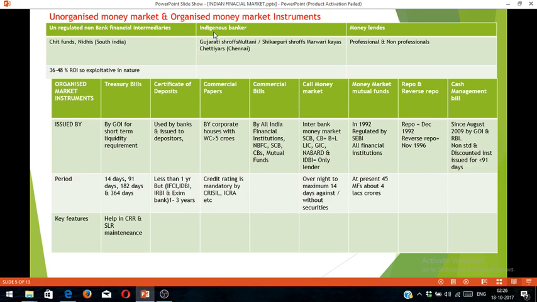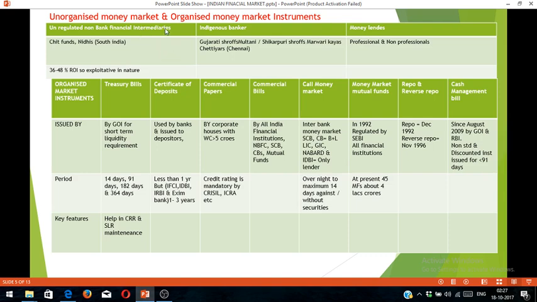Second is indigenous bankers. If you talk about financial intermediaries, it may be chit funds, or nidhis, which are more famous in South India. Indigenous bankers are persons who earlier did business by investing funds in people. In Gujarat they are called shroffs or multanis. They are also called Shikarpuri shroffs, Marwaris, or Chettiars in Chennai. There are also some moneylenders, who may be professional or non-professional. So these are the unorganized money market: moneylenders, indigenous bankers, and unregulated non-banking financial intermediaries.